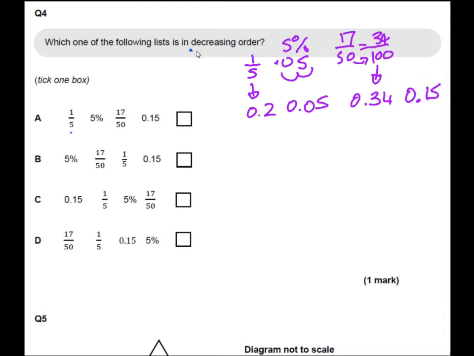So we have to put them in decreasing order. So the largest number comes first. So our largest number is 0.34, which is our 17 over 50. So we're looking for a list that has 17 over 50 as the first number, and then we can tick the box that has that because no other list has 17 over 50 as the biggest number. And that was it. So question 4, 1 mark, you need to select D.